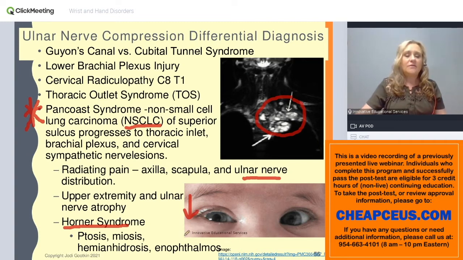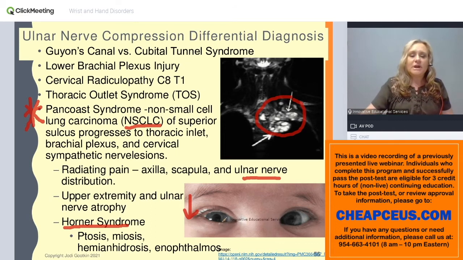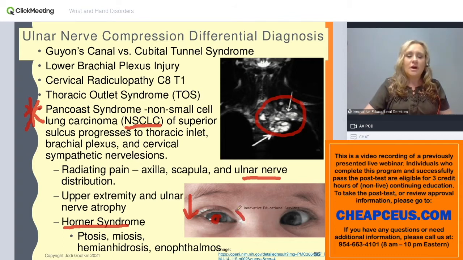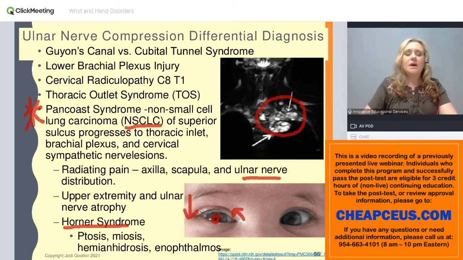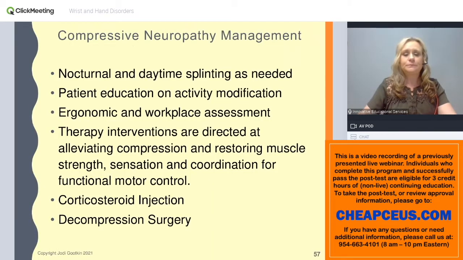They have hemianhidrosis, which means they lose sweating on that same side. So one side of their face will perspire, the other side of the face will not. They're going to present with pupillary constriction on that same side. And then if we look at the eye, it's more sunken in. So be aware that this could be a medical condition that requires more than we can provide, and referral back to the physician, of course, without panicking the patient.